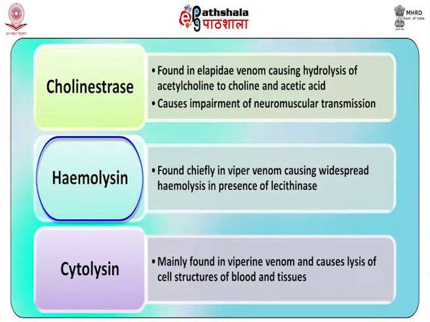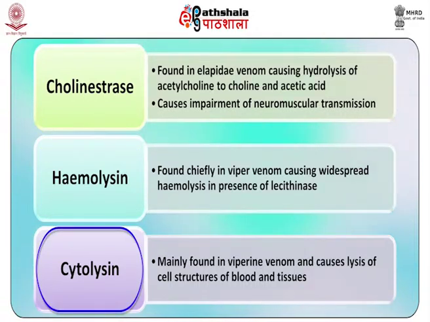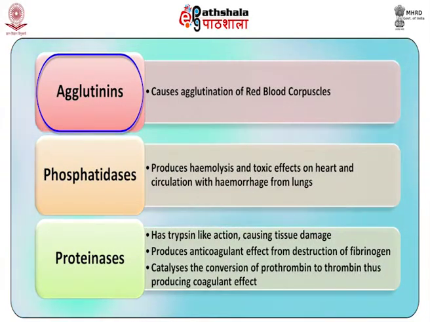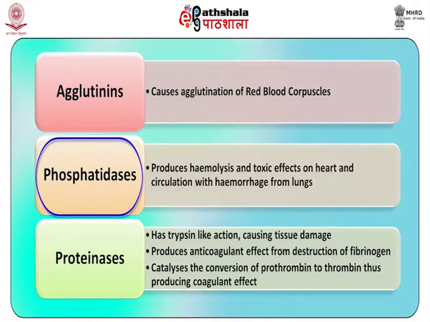Fifth, we will study about the hemolysin. It is found chiefly in viper venom, causing widespread hemolysis in presence of lecithinase. Next is cytolysin. It is mainly found in viperine venom and causes lysis of cell structures of blood and tissues. Agglutinins. It causes agglutination of the RBCs or the red blood corpuscles. Next is phosphatidases. It produces hemolysis and the toxic effects on heart and circulation with hemorrhage from lungs.